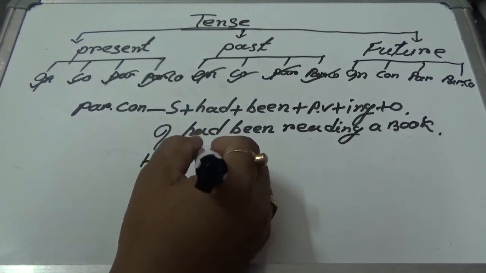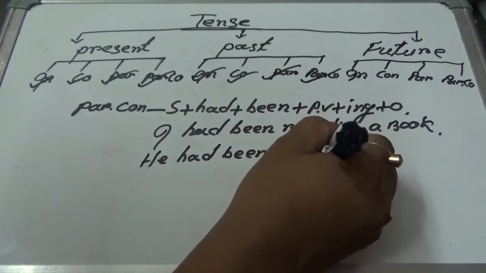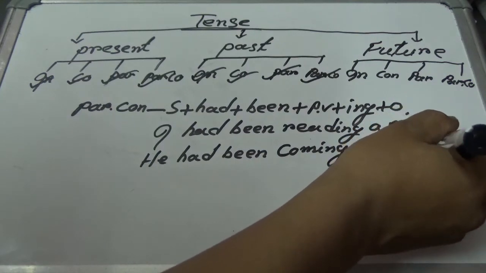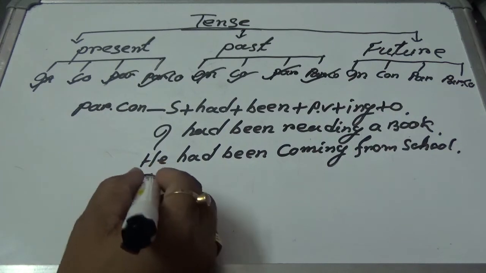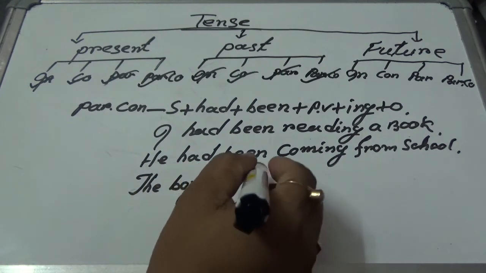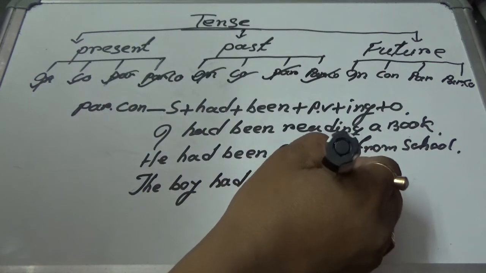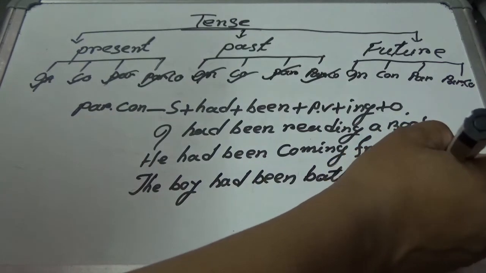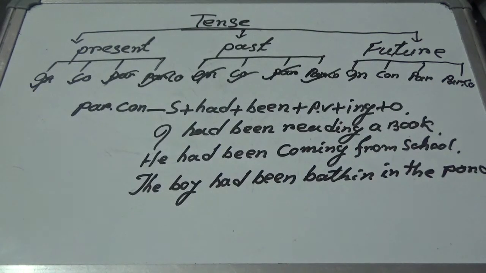He had been coming from school. He had been coming from school. The boy had been bathing in the pond. The boy had been bathing in the pond, like this.